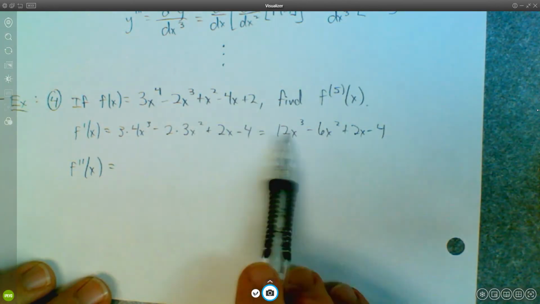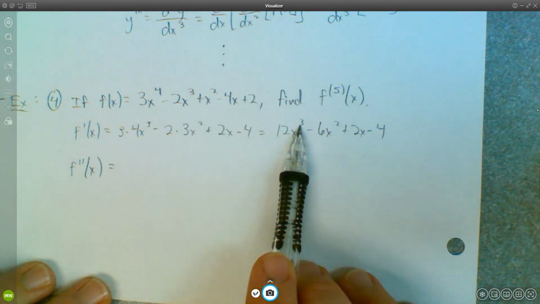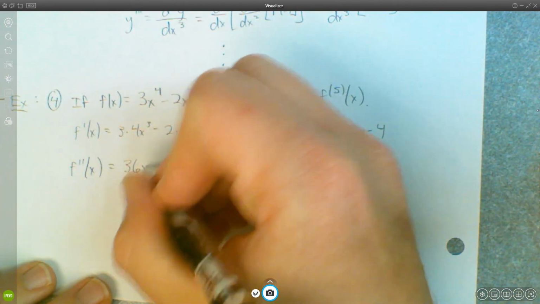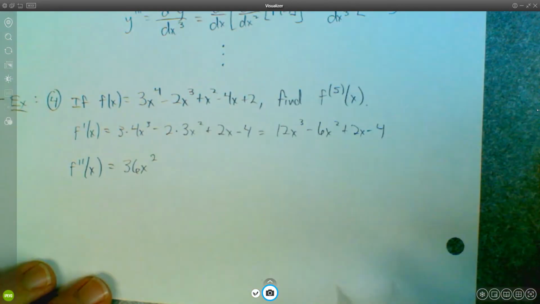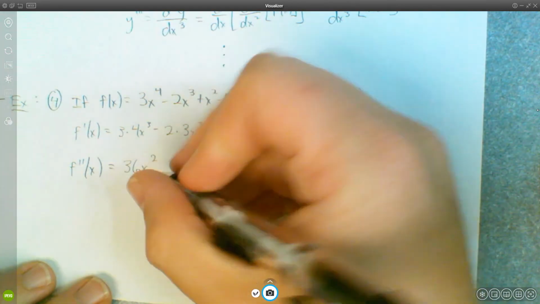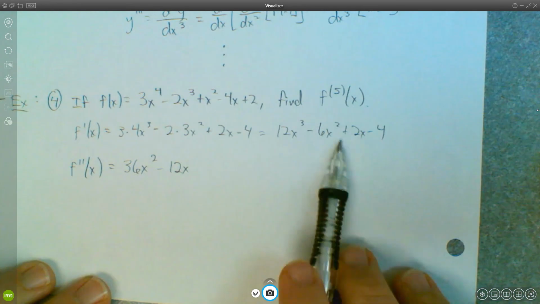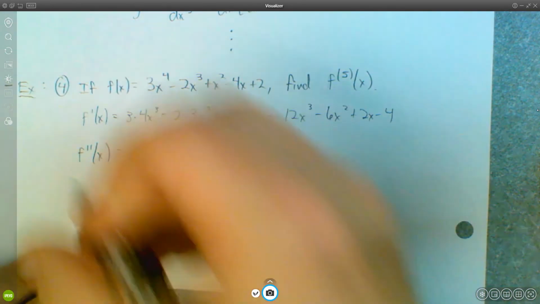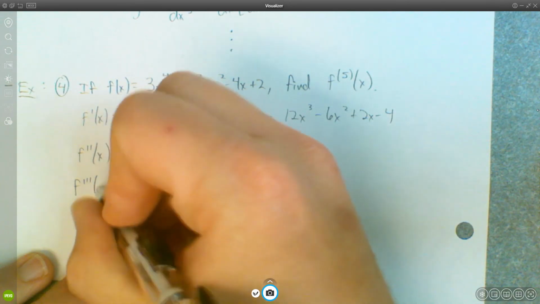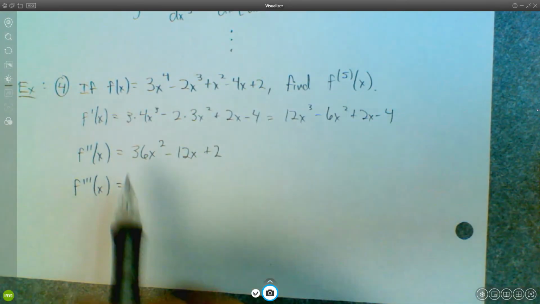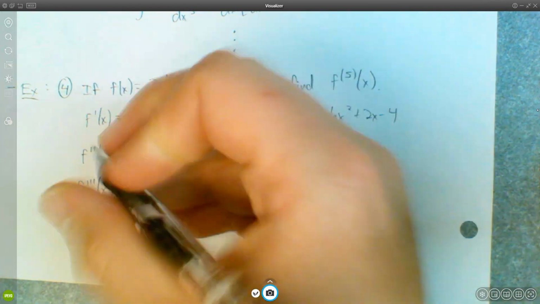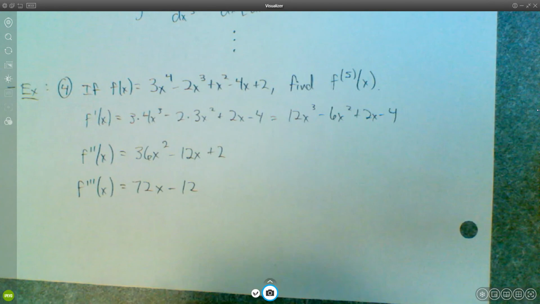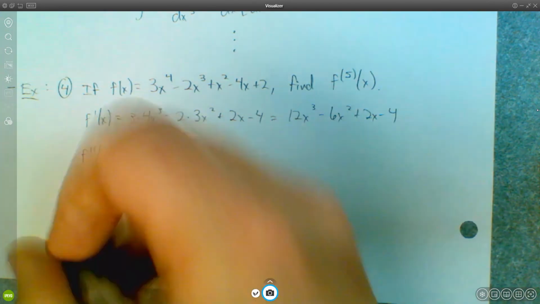I'm just going to cut to the chase, and I'm not going to write out this middle step. I know that I'm going to be doing 3 times 12, so that's 36x squared. Here I'm going to have 12x to the first power, and then here I'm going to have 2. Okay, so there's f double prime. F triple prime. 36 times 2, 72. Minus 12, and then that's just 0.